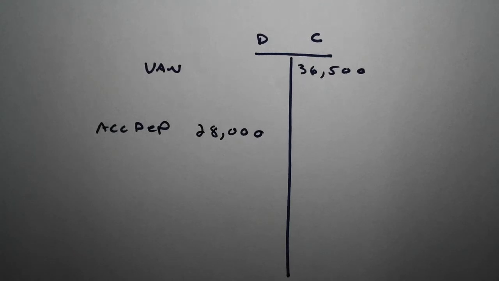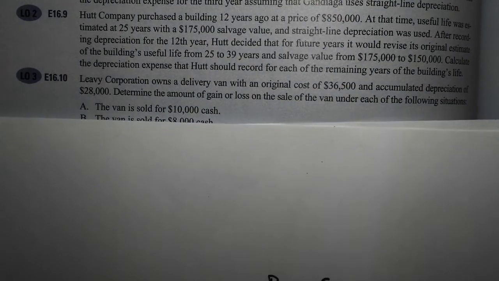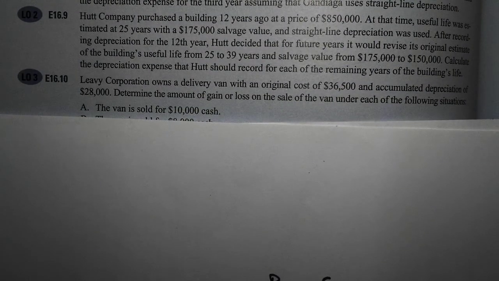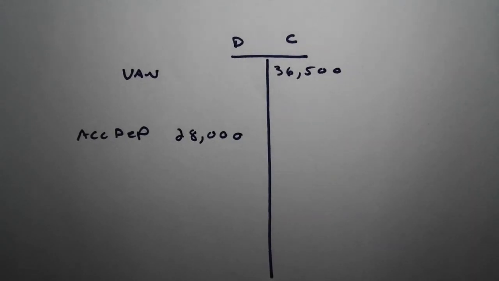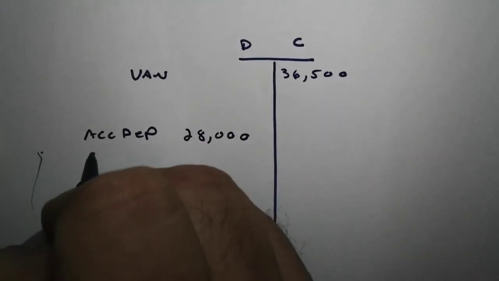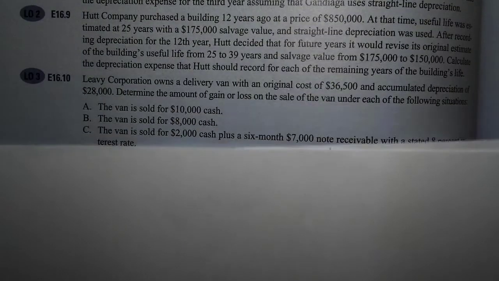Okay, so now we want to figure out what we are getting for the sale. What are they giving to us? In this example, they're going to give us $10,000 cash. So I'm going to go right to the debit side. I'm going to say that cash is debited for $10,000.